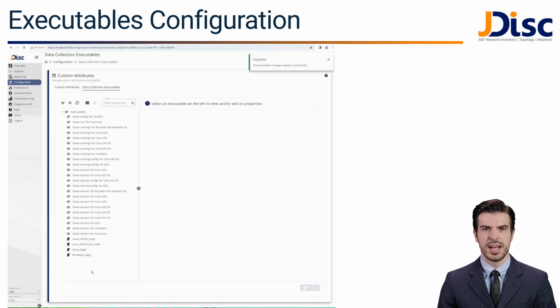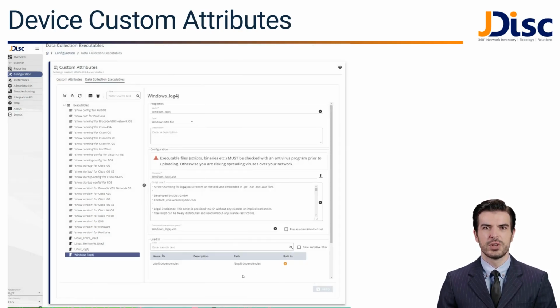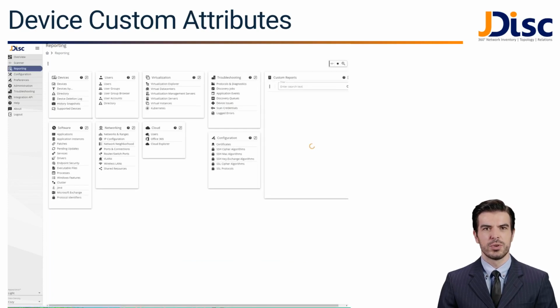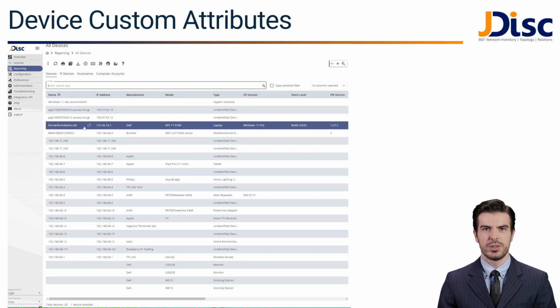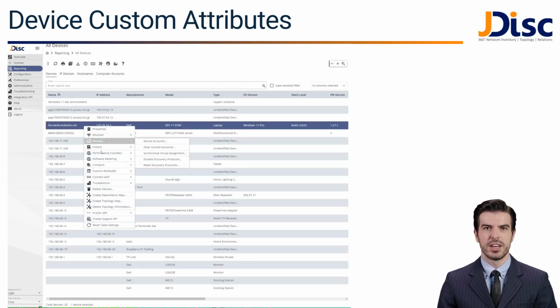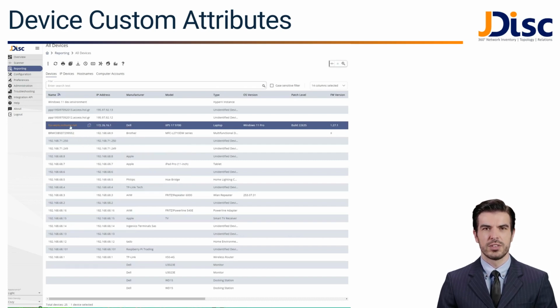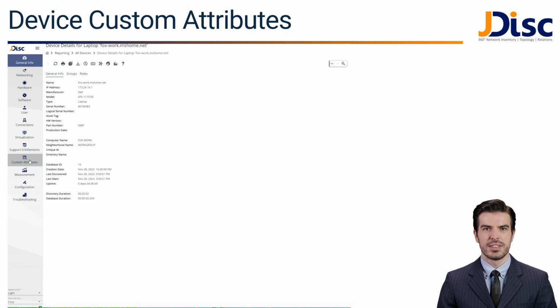Now that we have learned how to configure a custom attribute, let's see how we can use it on a device. Custom attributes are configured on devices. Navigate to All Devices report. Select the target device on which you want to configure a custom attribute. You can quickly edit the device custom attribute from its context menu, or you can navigate to the Custom Attributes section on the device details.